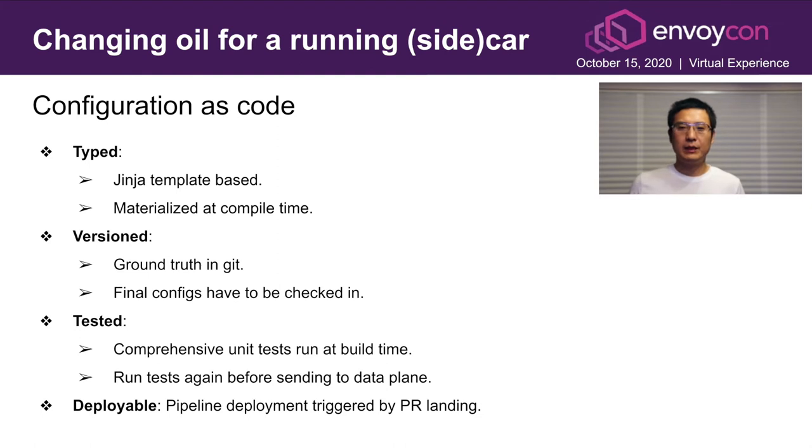If an upstream requires TLS, the downstream must give the correct configuration. They must match. Also, things like port conflicts are detected during build time. And also, it is deployable. If we have a pipeline that deploys changes after a PR landed, it does that for every PR, every config change.